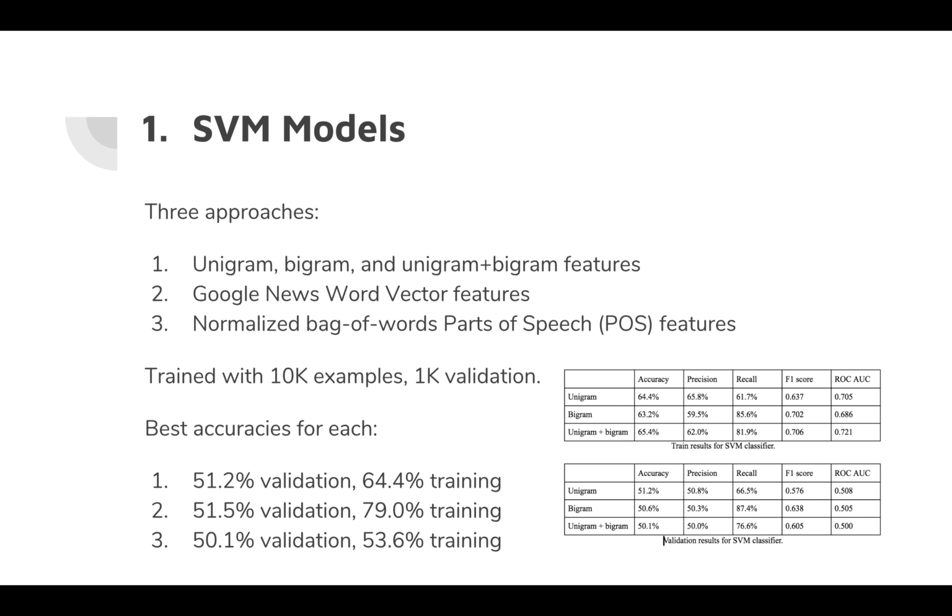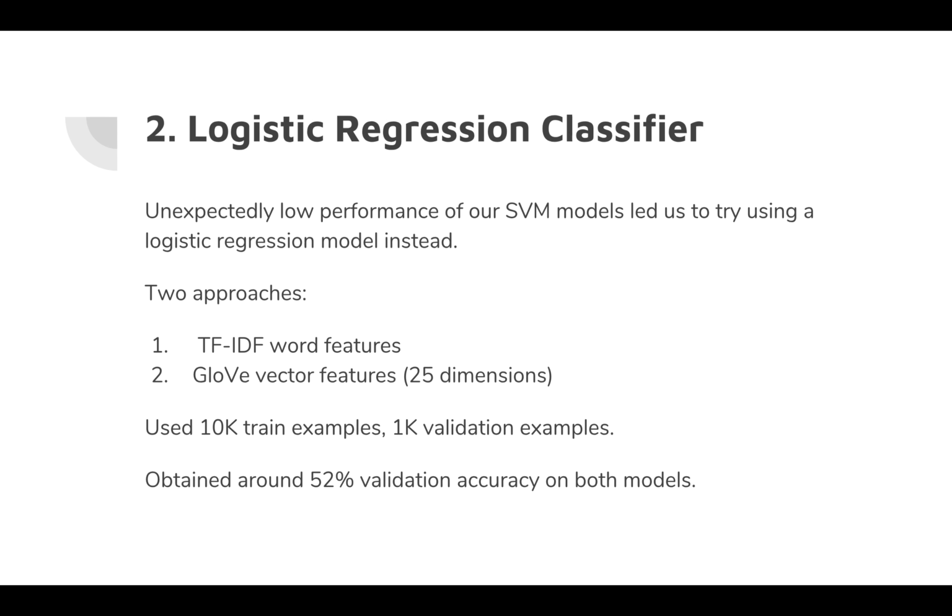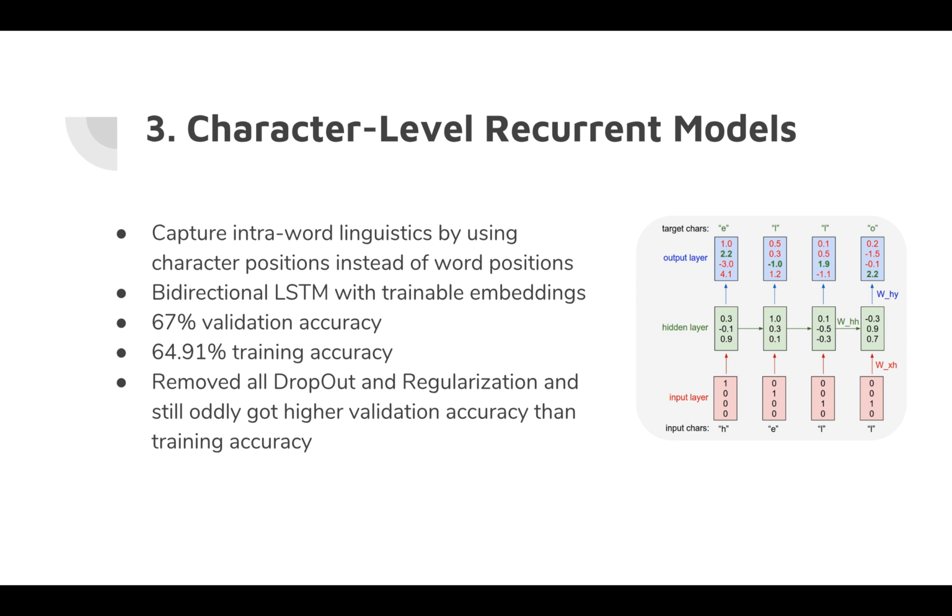So the SVM with these features did not perform very strongly, so our next approach was to instead try a logistic regression classifier. Here we used 2 different approaches. First, TF-IDF word features, and second, glove vector features on the same sized training and validation set as before. Here we obtained slightly higher validation accuracy, around 52%, on both of these models.